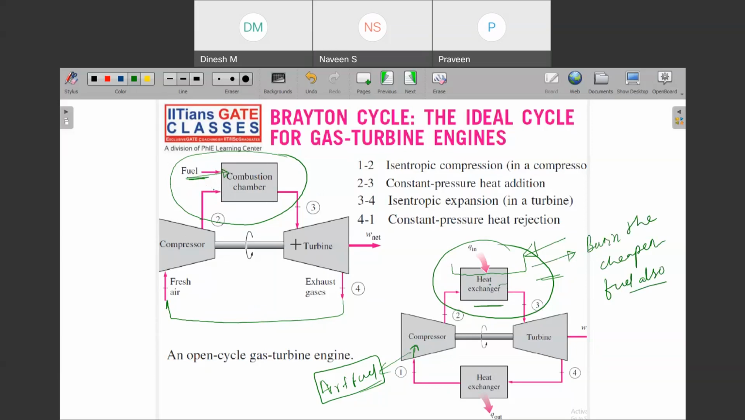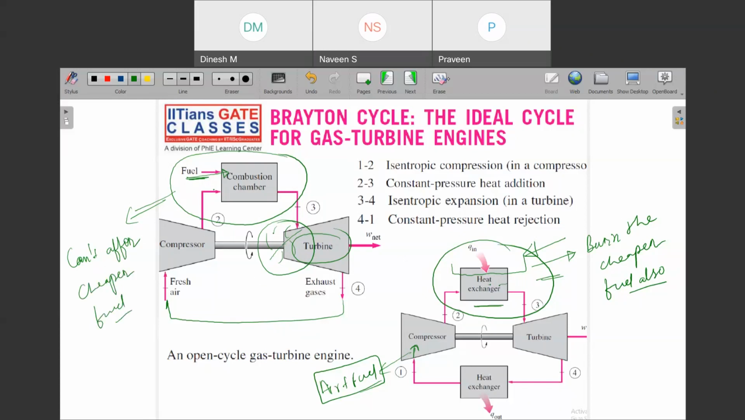So you will have to keep in mind what your turbine consists of. A turbine consists of a rotor on which a number of blades are attached, and if you are not using quality fuel, then it might erode these turbine blades, and these are very expensive. So that is why we cannot afford cheaper fuel here.